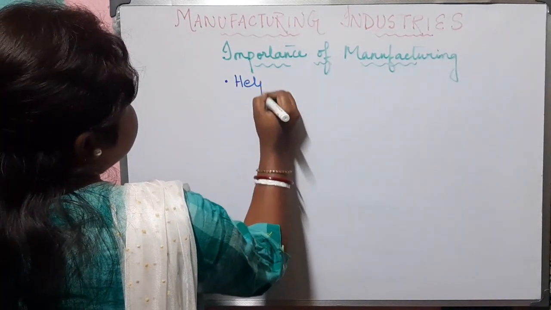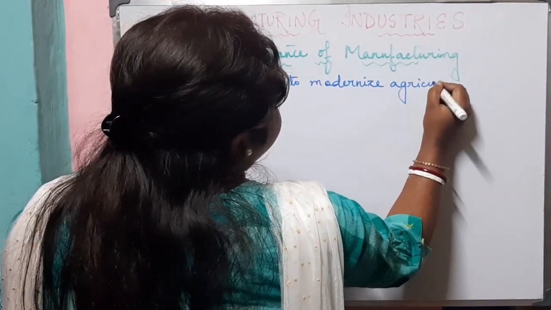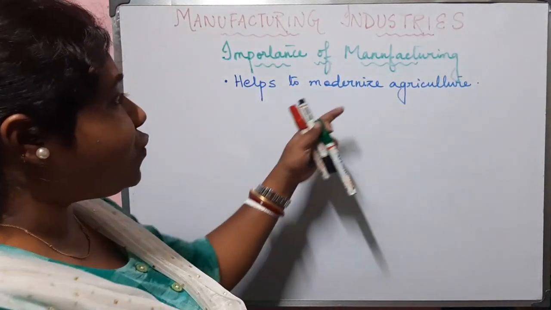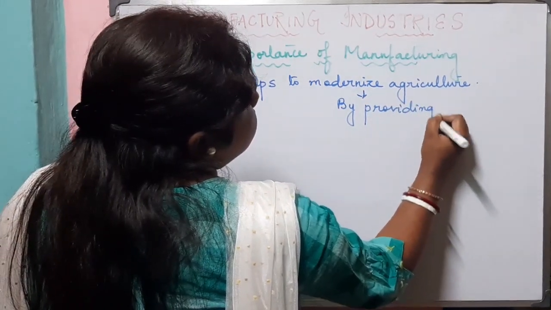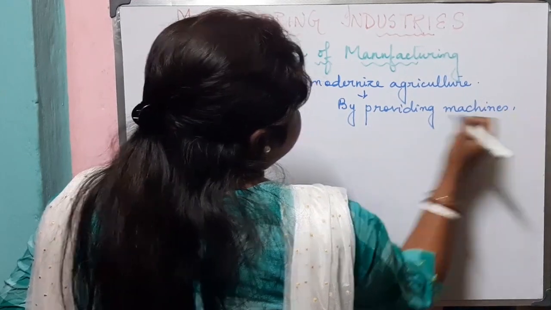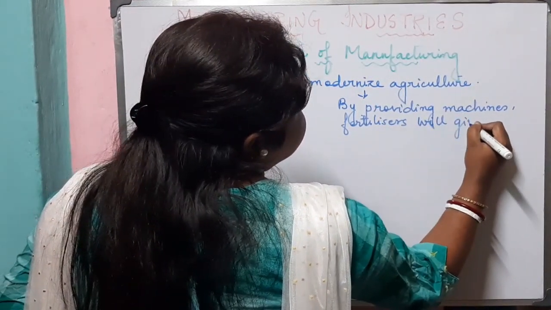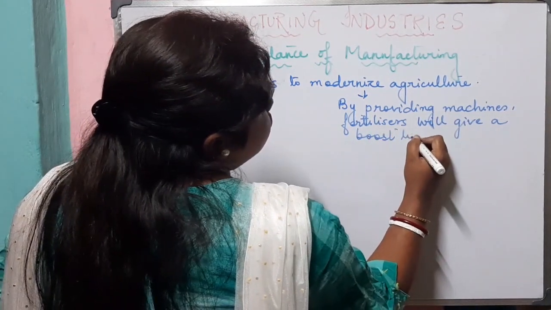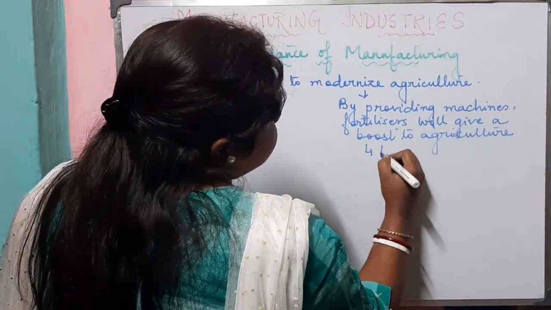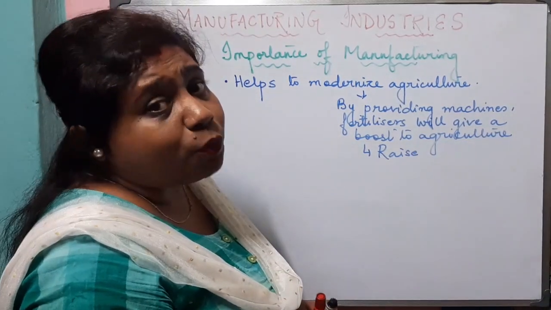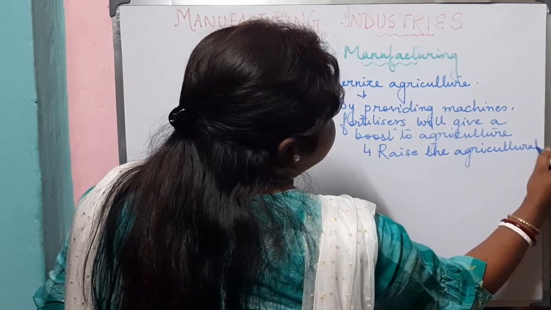Manufacturing sector helps to modernize agriculture. How does the manufacturing sector help to modernize agriculture? By providing machines, fertilizers, and this will give a boost to agriculture, because with the help of the machines and the fertilizers, the production of the agriculture sector will increase. So it will help to raise the agricultural productivity.